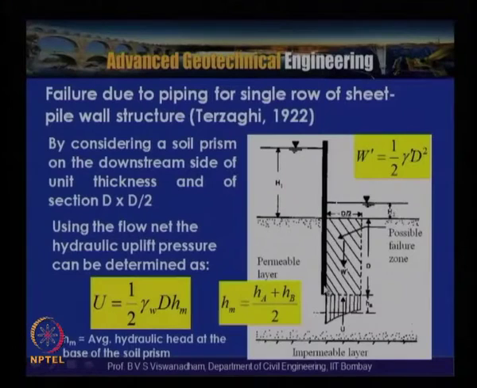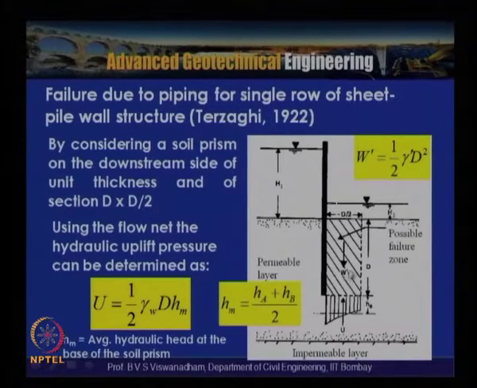When you consider this a plane strain structure, you can take the weight of the prism as half gamma dash d square. Gamma dash is the submerged unit weight because of the presence of water. So half gamma dash d square will give me the weight of this prism.